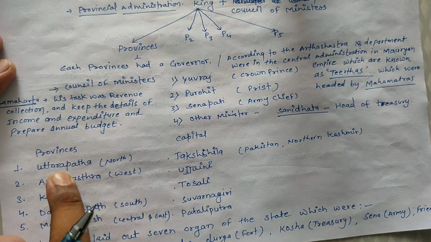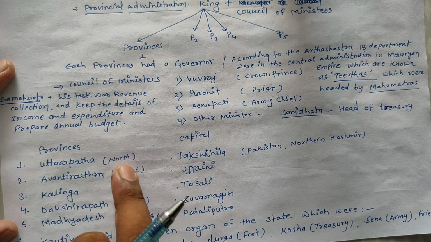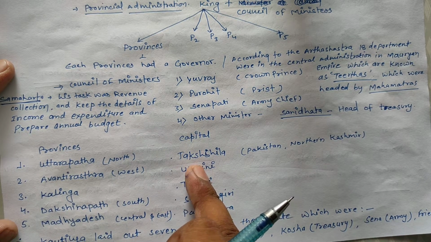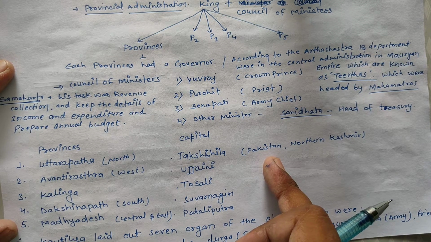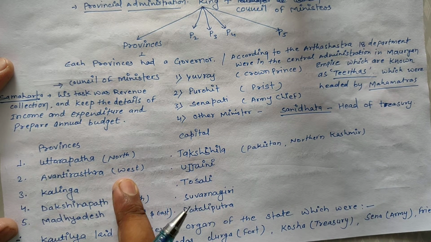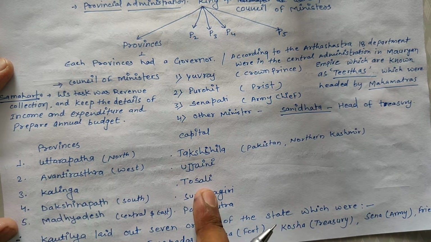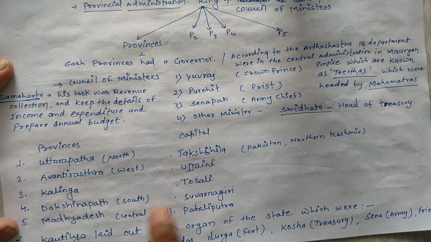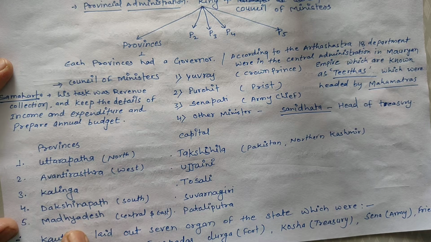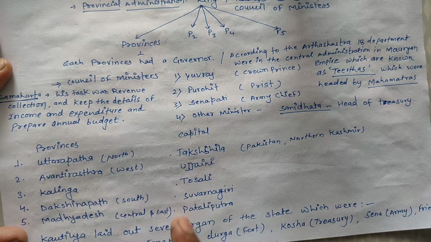These provinces: Uttarapatha, situated in the north, its capital Taxila, near Pakistan and part of northern Kashmir. Avanti Rashtra in the west, its capital Ujjaini. Kalinga, its capital Tosali. Dakshinapatha, in the south, its capital Suvarnagiri. And Madhya Desh, the central and east province, its capital was Pataliputra.